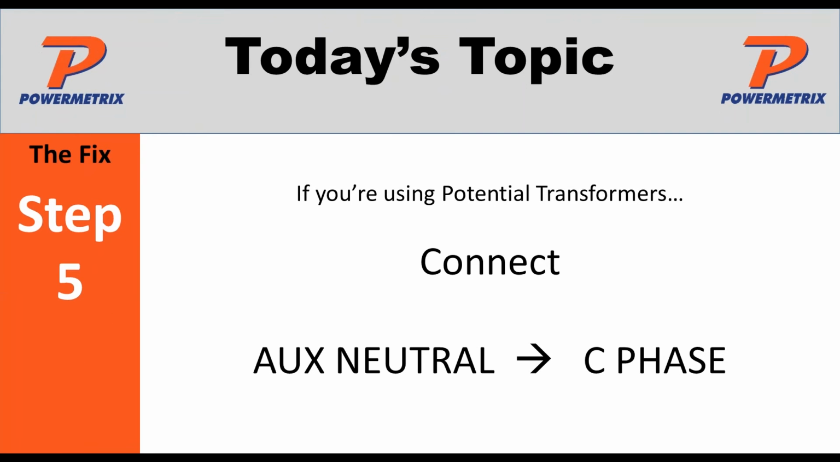And here's the big thing. If you're using potential transformers, you can actually measure phase-to-phase, which we're expecting 208. And if that's true, if you do know for sure you've got a PT into the circuitry there, you can actually connect C-phase, which is actually aux neutral, but you can connect it to C-phase.